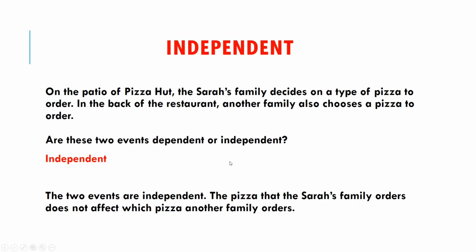Now another example of an independent event. On the patio of the Pizza Hut, Sarah's family decides on a type of pizza to order. In the back of the restaurant, another family also chooses a pizza to order. Are these two events dependent or independent? The answer is independent, and the logic is that the pizza Sarah's family orders does not affect which pizza the other family orders.